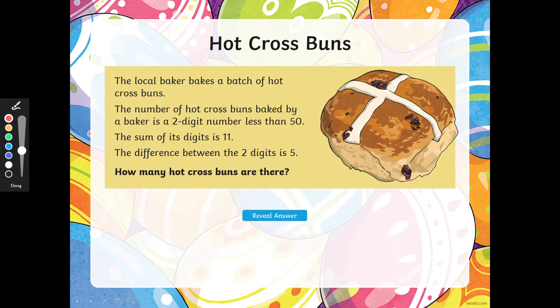Okay, so how many hot crust buns are there? So you've got to figure it out. Okay, so pause the video, have a go, and I'll see you soon.